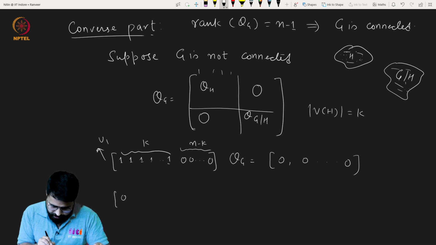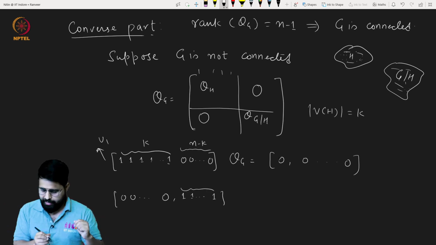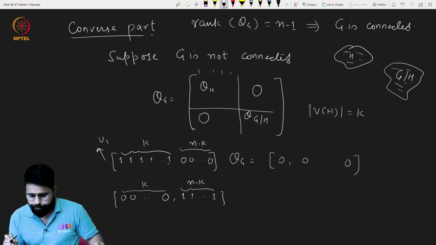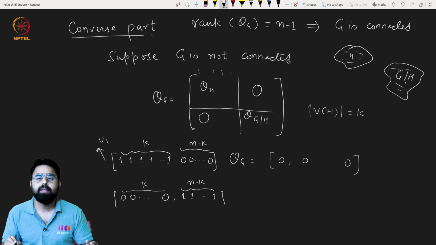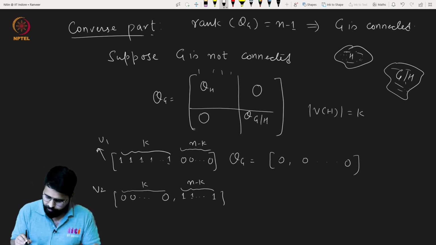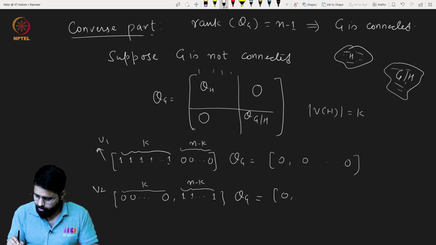Okay, so that vector will be 0, 0 up to 0, and then again 1, 1 to 1. These 1s now are n minus k times, and this will be k times. Okay, this will be k times. Now you see that this vector will also be giving you 0 when you multiply with QG.